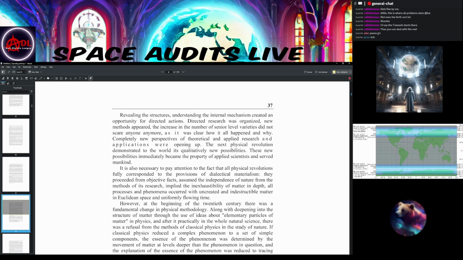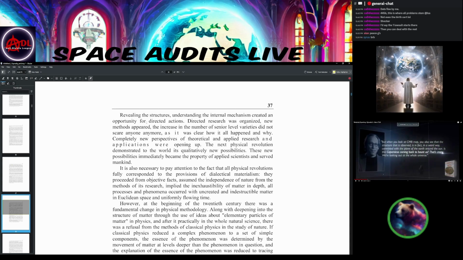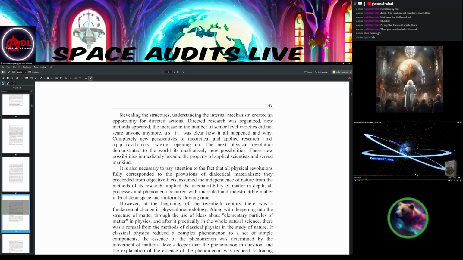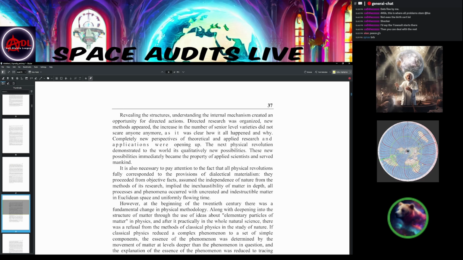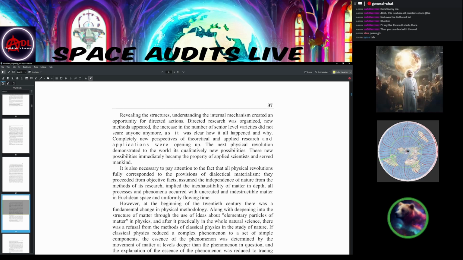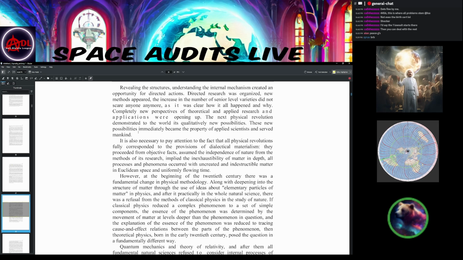Revealing the structures, understanding the internal mechanism created an opportunity for directed action. Directed action research was organized, new methods appearing. The increase of the number of fields of the senior level varieties did not scare anyone, as it was clear how it all happened and why. Completely new perspectives of theoretical and applied research and applications were opening up. The next physical revolution demonstrated to the world its qualitatively new possibilities. The new possibilities immediately became the property of applied science and served mankind.